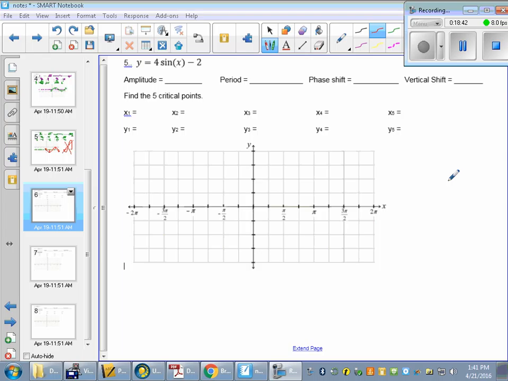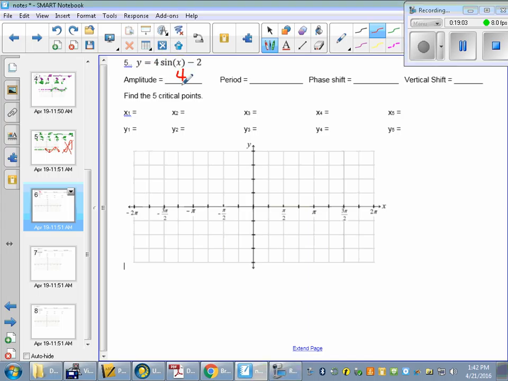All right, so we have 3 remaining graphs. I want to help you get this one set up. I'm going to list all the things here at the top and then give you a chance to come up with the critical points and a chance to graph it yourself. So let's list all the important things. Amplitude, absolute value of your leading coefficient. So absolute value of positive 4 is 4.